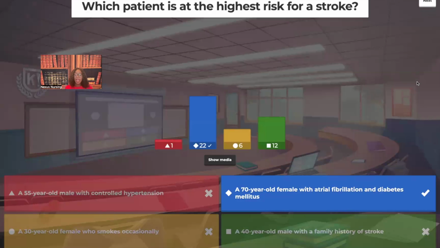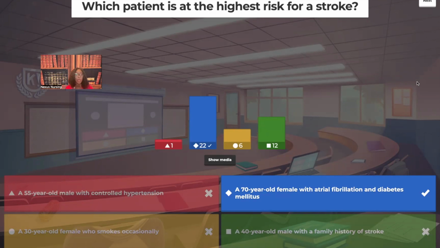Most of you got it right. A 70-year-old female with AFib and diabetes. I thought I was going to trick more of you, but only 6 of you went with the patient that smoked, because it's a common joke in the nursing field. Oh, if it's smoking, that's the answer. It's always smoking. It's not always smoking. Yes, smoking causes so many complications, but it's not always smoking.